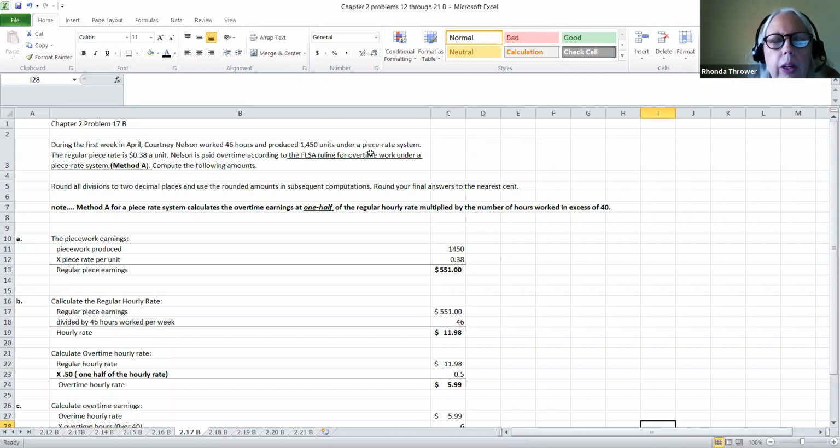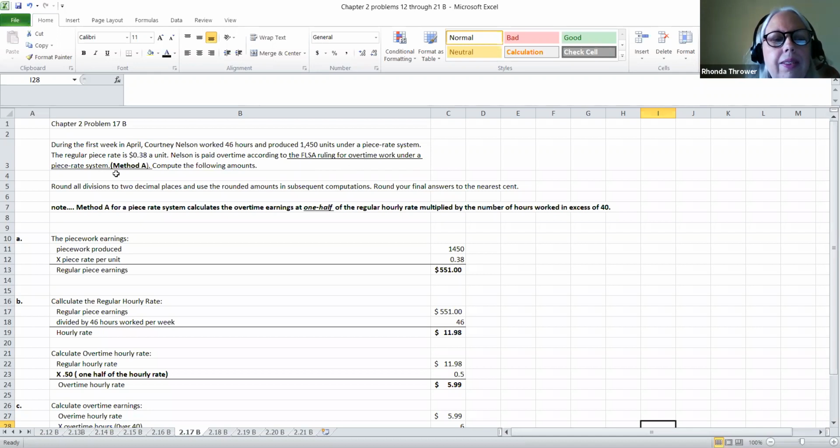So this employee is working in a manufacturing environment. They are being paid according to the pieces that they produce. The regular piece rate is 38 cents a unit. Nelson is paid overtime according to the Fair Labor Standards Act ruling for overtime work under a piece rate system.